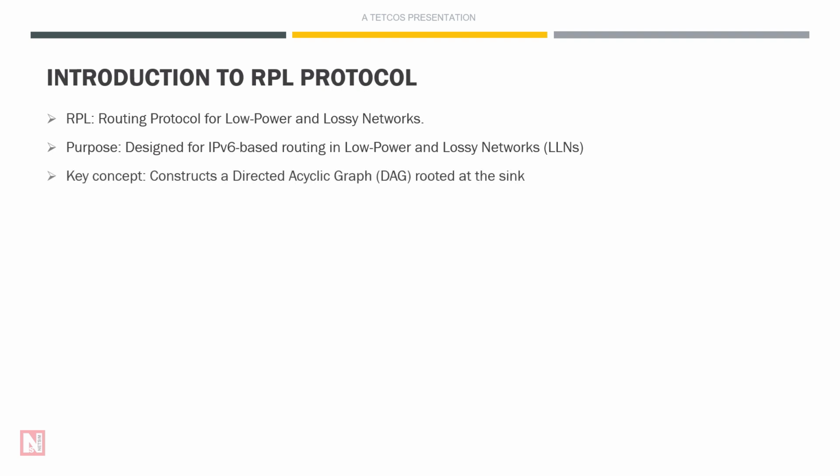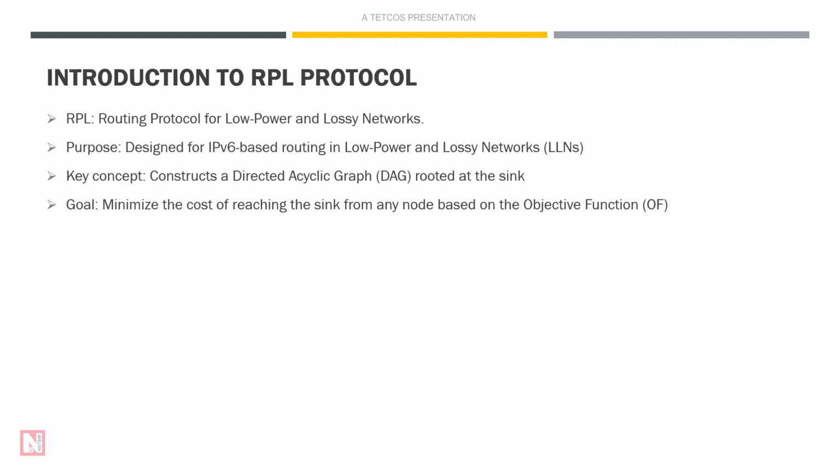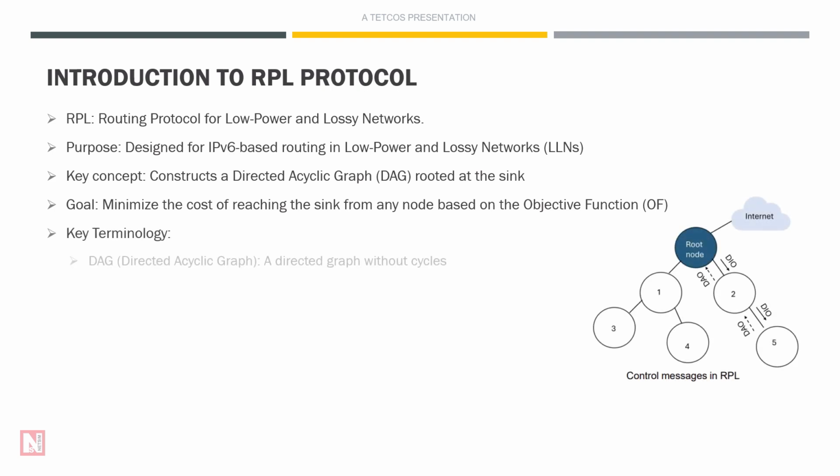Key concept. RPL builds a directed acyclic graph, rooted at a central node known as the sink or root. Goal. The protocol aims to minimize the cost of reaching the sink from any node. The path selection is based on something called an objective function, which seeks to find the route with the best link quality. Important terminology. DODAG, directed acyclic graph, a graph with one-way connections and no cycles.